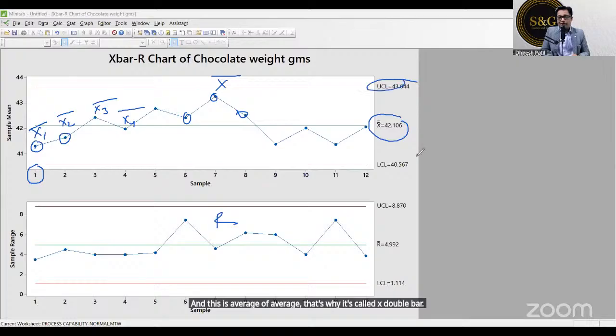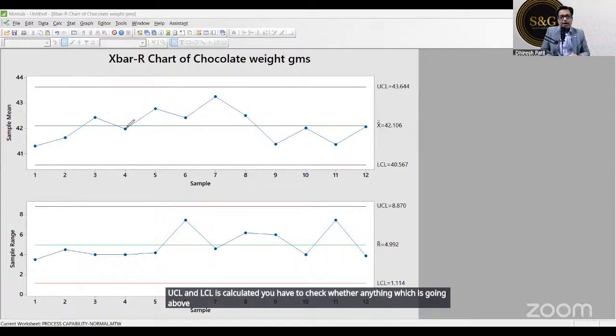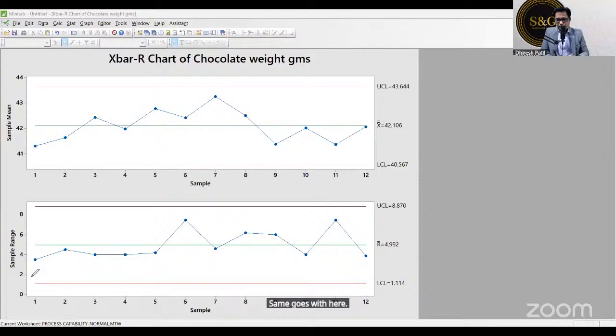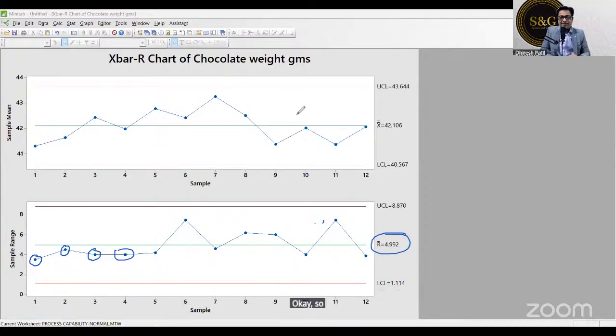And again, UCL and LCL are calculated. You have to check whether anything is going above or below the control limits. But right now it is not going, right? Same goes with the range. This is the range for sample number 1, meaning highest value minus lowest value. This is the range for sample number 2, range for sample number 3, range for sample number 4, etc. And this is R bar, which is the range average. So this is the central tendency and this is the range. It's called the X bar R chart.